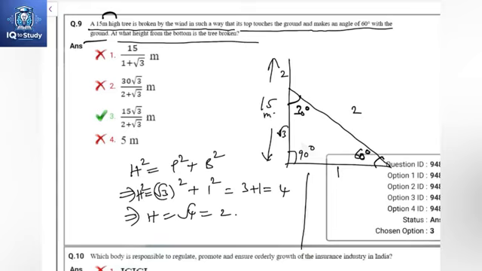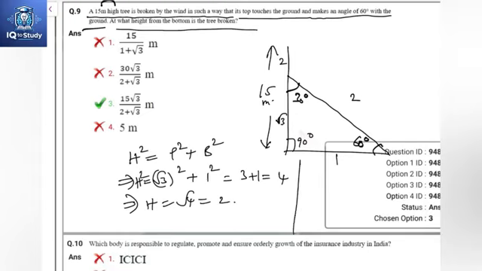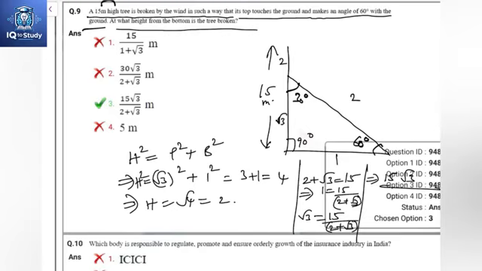Now, 2 plus root 3 is equal to 15, which implies 1 is equal to 15 by 2 plus root 3, and root 3 is equal to 15 by 2 plus root 3, which implies 15 root 3 divided by 2 plus root 3. So option 3 is correct.